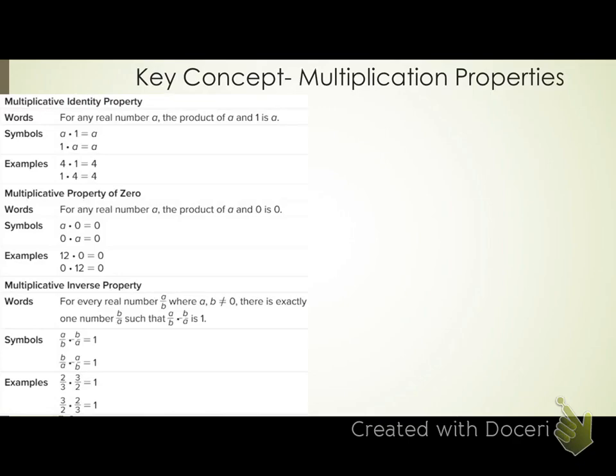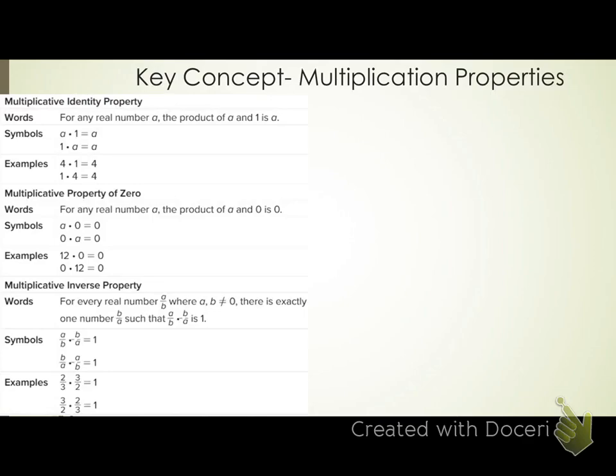Okay, last one. This is our multiplicative inverse property. For every real number, a over b, where a and b do not equal 0, there is exactly one number, b over a, such that a over b times b over a is 1. So there's only one multiplicative inverse of every number.